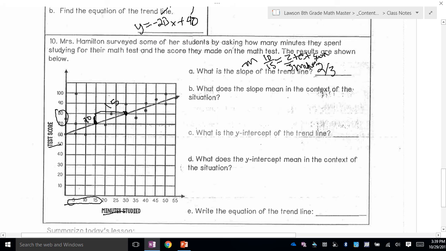And then it says B, what does the slope mean in the context of the situation? So it means, since it's a constant rate of change, that the score will increase by 2 for every 3 minutes that you study.